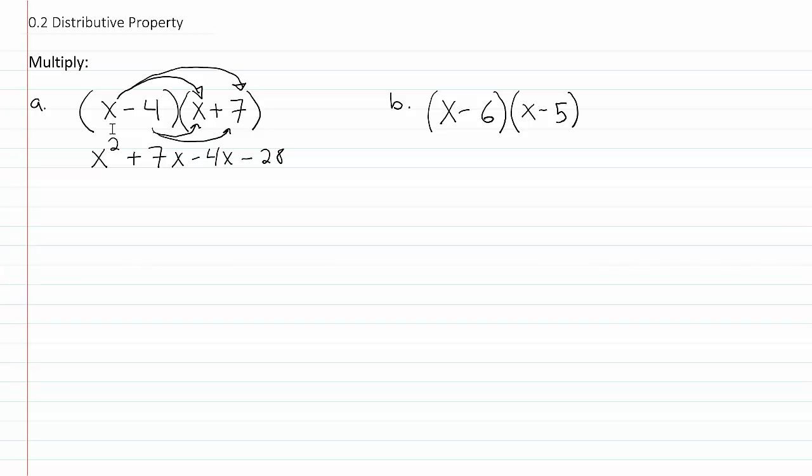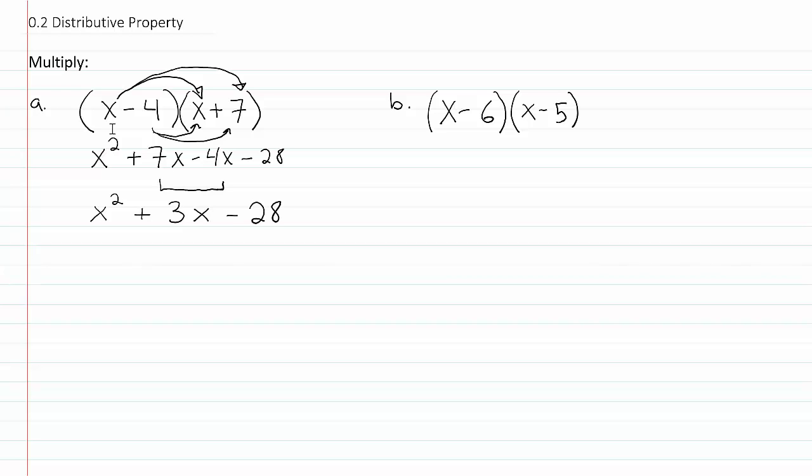Now at that point, you want to combine like terms, so we'll see that these guys are like terms. They have the same variable to the same power. So let's copy down the x squared first, and then we're going to say 7x minus 4x. Well, if we have 7 x's and we take away 4 x's, we're left with a positive 3 x's, right? And then we have minus 28 at the end.